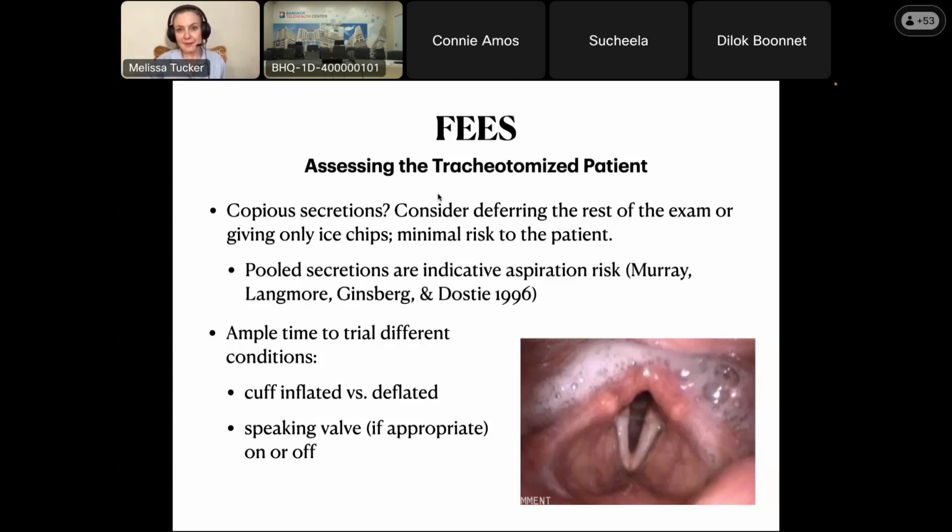There's no time limit other than how much time you have and how much the patient can tolerate, compared to video fluoroscopy, where you usually have a maximum of 5 minutes of fluoro time. So many advantages to FEES in this group.